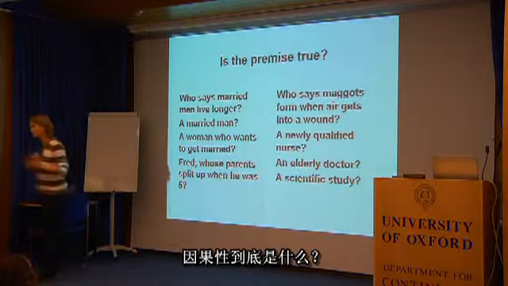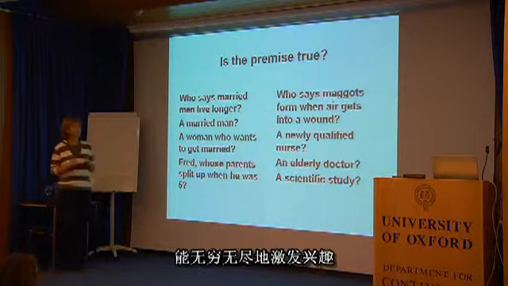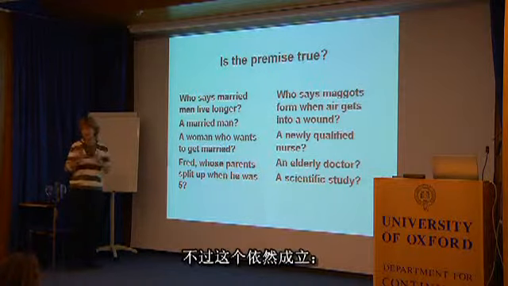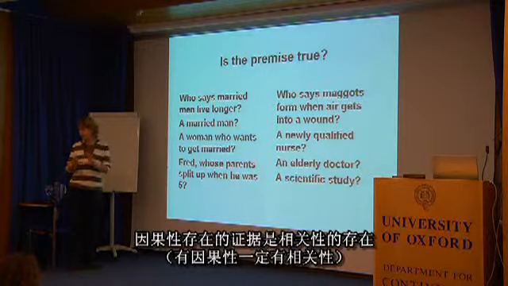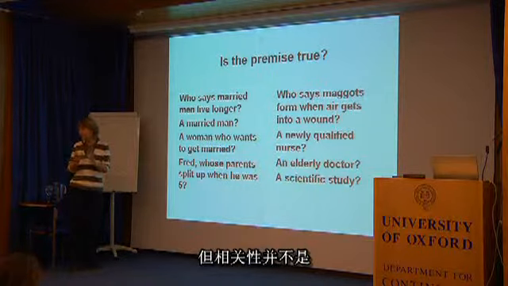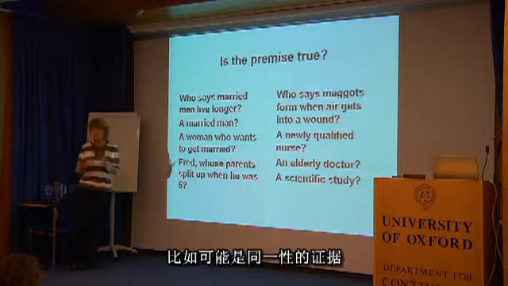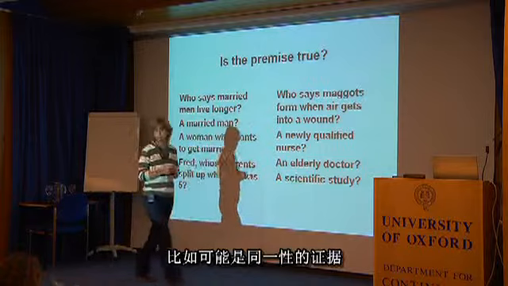The question of what causation is, I think it's endlessly interesting. But it remains the case that our evidence for causation is always a correlation. But a correlation simply isn't sufficient as evidence for causation, is it? Because it could be evidence for identity, for example.